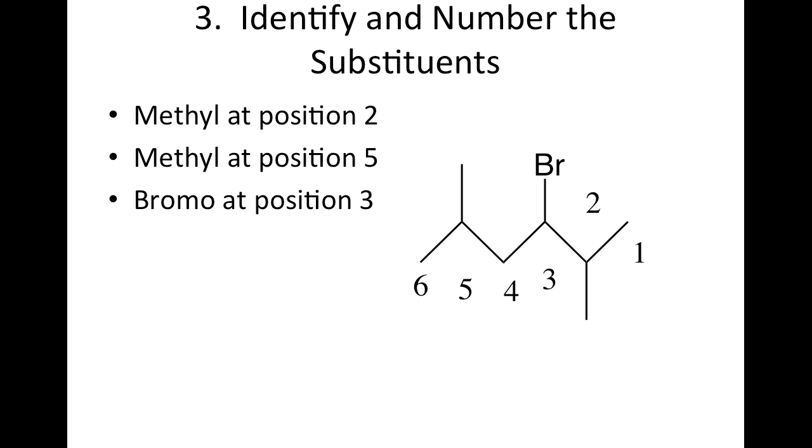The second step is to identify and number the substituents coming off of the parent molecule. So in this molecule, we have a methyl coming off at position 2, and another methyl coming off at position 5, and then we have a bromo coming off at position 3.